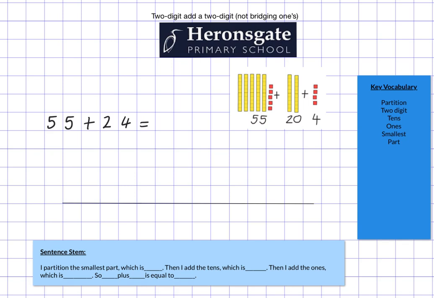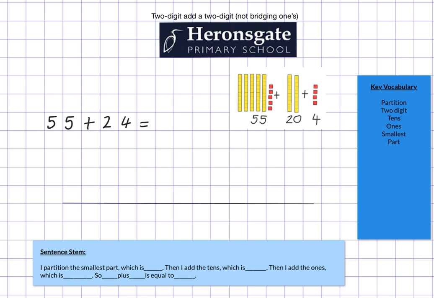In year two, the children learn to add a 2-digit number and another 2-digit number. So we're going to have a go at doing one of those when you do not bridge the ones. So the ones are not making more than 10. So the first thing you do is that you look at the equation. The equation shows 55 plus 24.